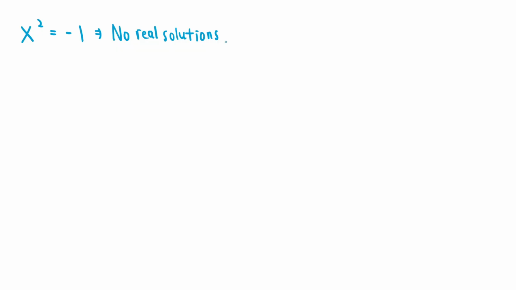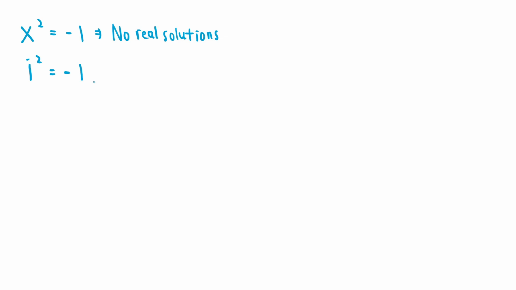However, if we extend our number system beyond the real numbers, we can define a new number, i, that is a solution to the equation x squared equals negative 1. That is to say, i takes on the value such that i squared is equal to negative 1. This is the standard definition of what we call the imaginary unit i.